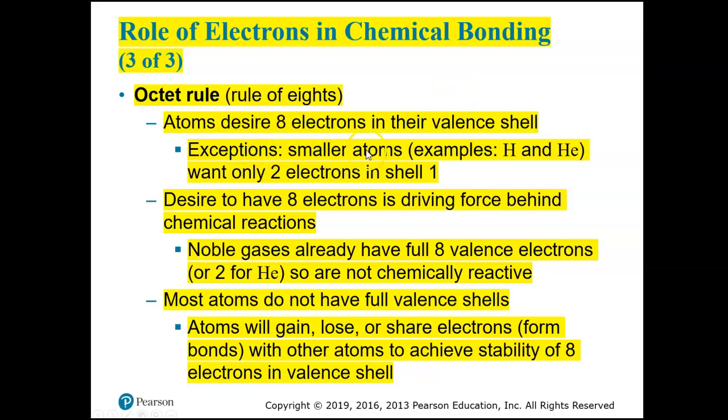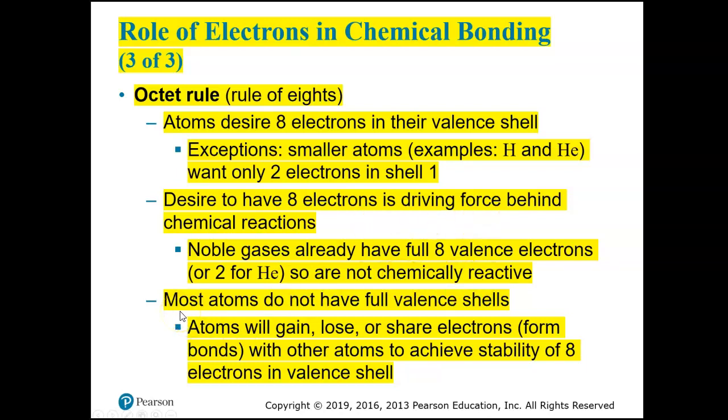So some smaller atoms, though, like hydrogen and helium, are exceptions to the octet rule because their valence electron shell is the first one, the first energy level, and it only requires 2 electrons in it. It doesn't need 8. It needs 2 to be stable or full. So after the first shell, all the other shells are full with 8 electrons in them. So the noble gases already have 8 valence electrons, or 2 for helium, so they're not chemically reactive. They're already stable, so they don't tend to combine with other atoms.